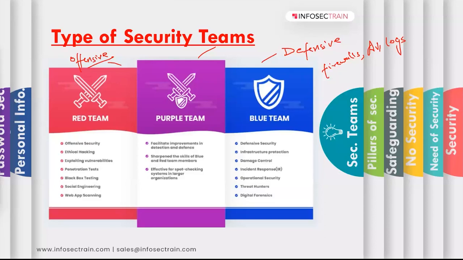See, what happens? There is a red team, right? Let's say there are four people in the red team, and four people in the blue team. So red teamers are attacking, trying to find out the vulnerabilities, and blue teamers are trying to detect, right? So that's how the exercise goes on.